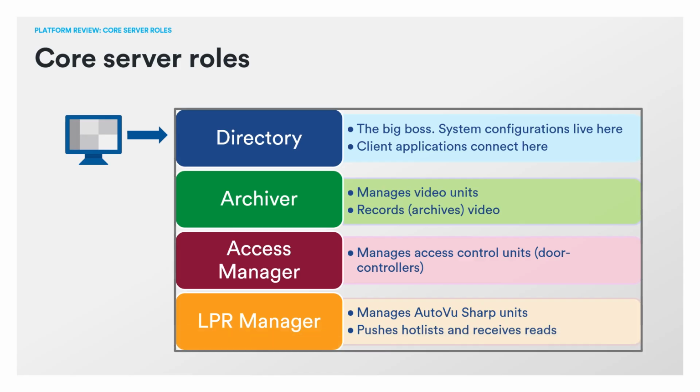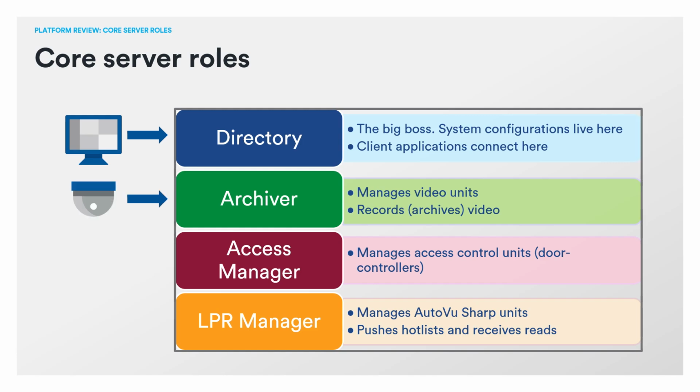Many server roles offer useful features like web access to the system, integrations with external systems, device inventory, and password management. But if we were to strip down the server to run the bare minimum necessary server roles, we'd find 4 specific server roles at the core of our architecture. The directory. Every system needs a directory role. Without it, you don't have a Security Center system. It's the boss of all the other servers and roles and keeps the master database of all system configurations. The system's license is applied on the directory server. Client applications access the system by connecting and authenticating with the directory.